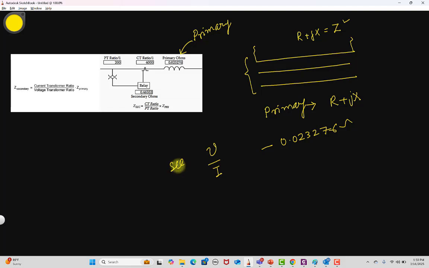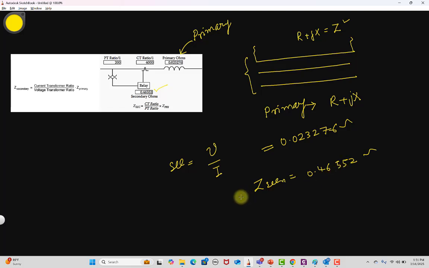So the answer is the relay is not seeing the same impedance. Here you can see this is the value of impedance that is seen by the relay, Z seen by the relay is 0.46552. Okay, so the actual value of impedance is 0.23276, and the impedance that's seen by the relay is 0.46552.